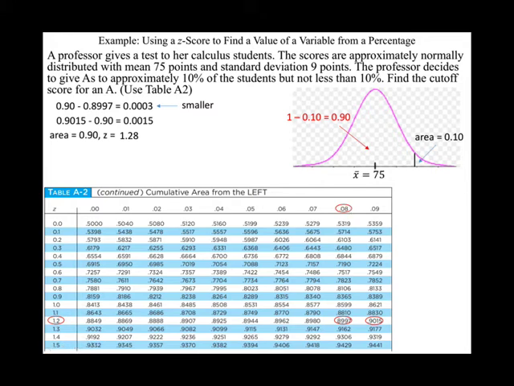Okay, now I want to find out what my x is. What is the cutoff score for an A in here? I know the z-score. How can I find the value of x? We'll be using this formula, just like the previous example. We know the mean, we know the standard deviation, and we just found the z-score is 1.28. So plug it in.